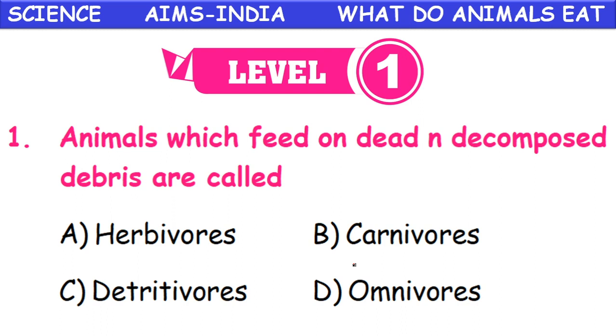Okay children, listen carefully. The animals which feed on dead and decomposed debris are called herbivores, carnivores, detritivores, omnivores. Dead and decomposing, so they are called detritivores.